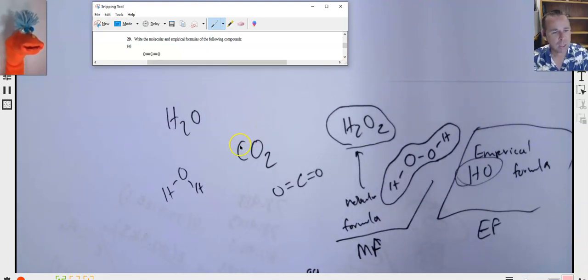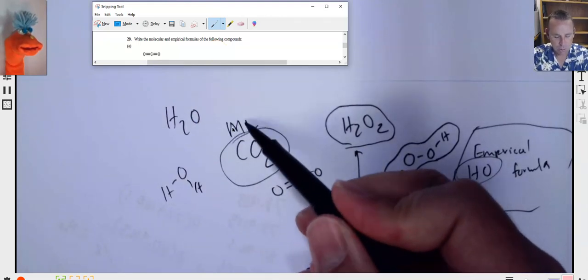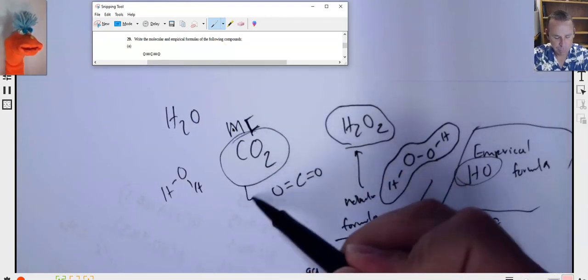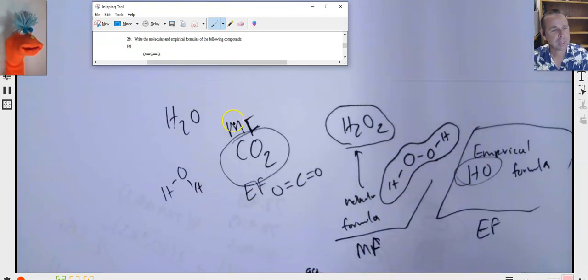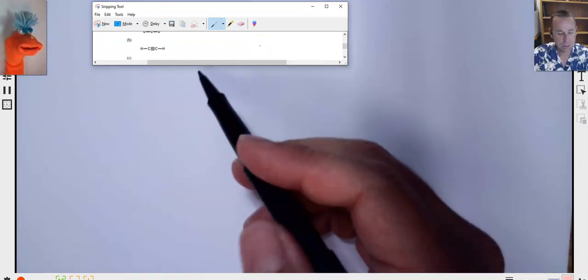So when you look at carbon dioxide, because its molecular formula is already the simplest whole number ratio, it's the same as the empirical formula. So CO2 is the molecular formula, and it is also the empirical formula. All right, looking at the next one here, C2H2 it looks like, right?